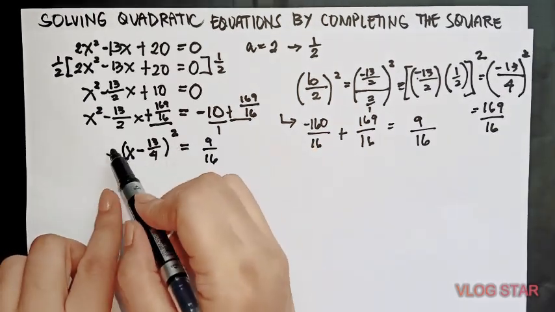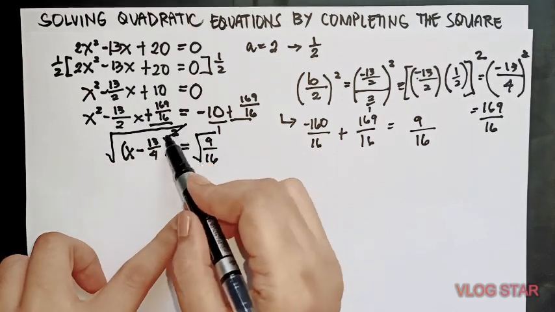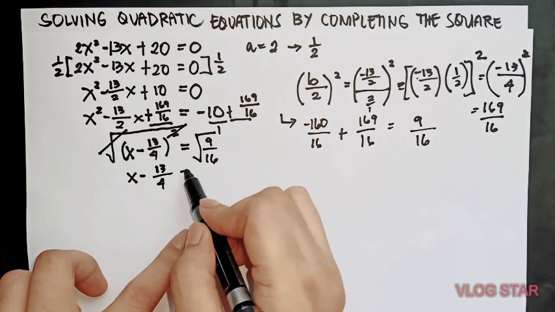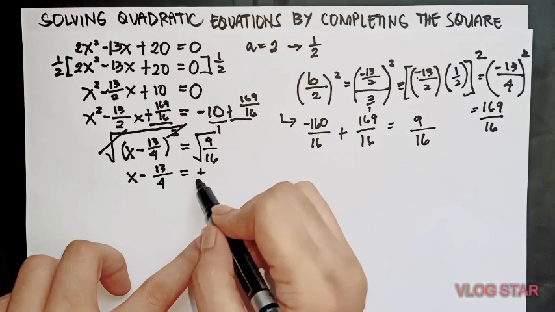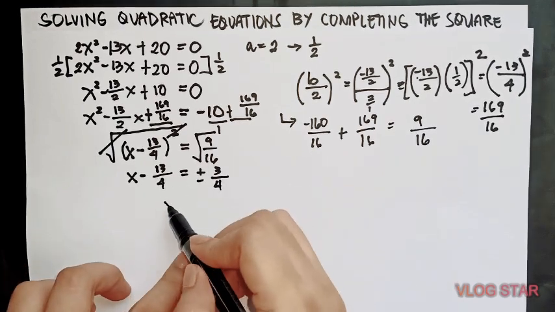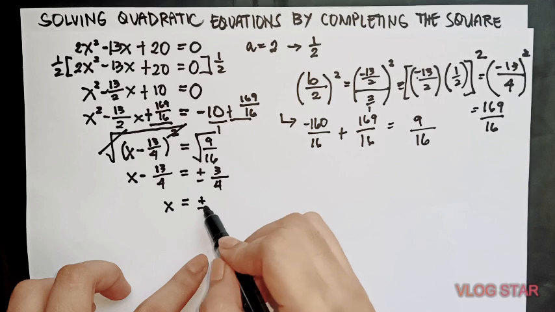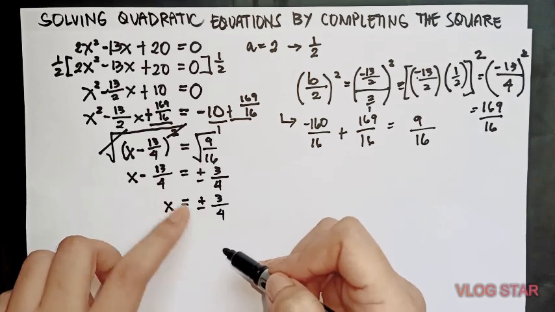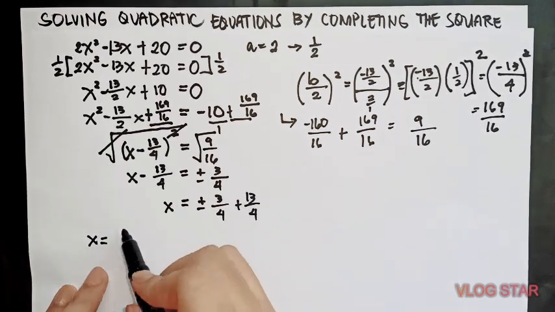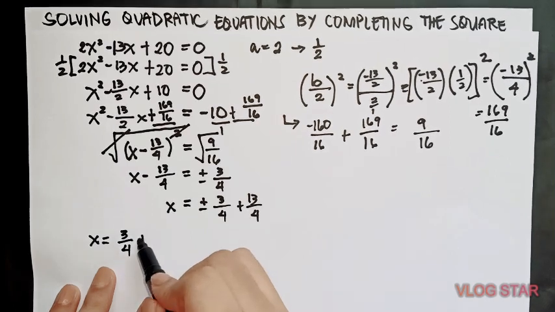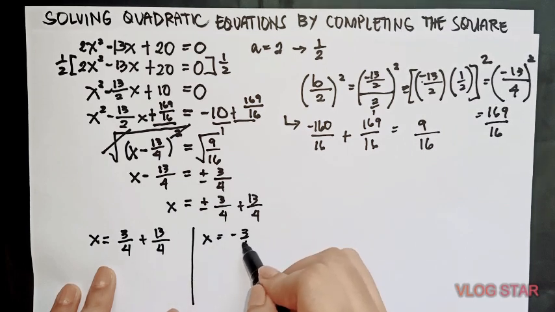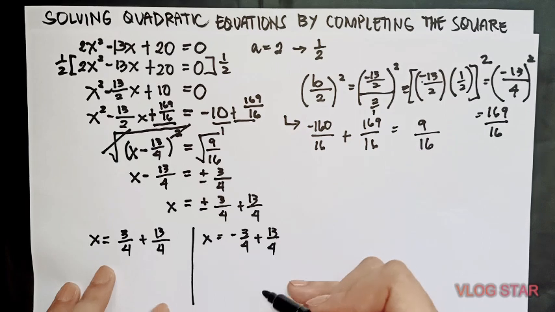Get the square root of both sides, cancel, and we now have x minus 13 over 4 equals the square root of 9 over 16, which is positive and negative. The square root of 9 is 3 and the square root of 16 is 4. So for x, we have x equals positive negative 3/4, then the negative 13 over 4 becomes positive, so plus 13 over 4. Therefore, the values of x are: take the positive, 3/4 plus 13/4, and then the other one, negative 3/4 plus 13/4.